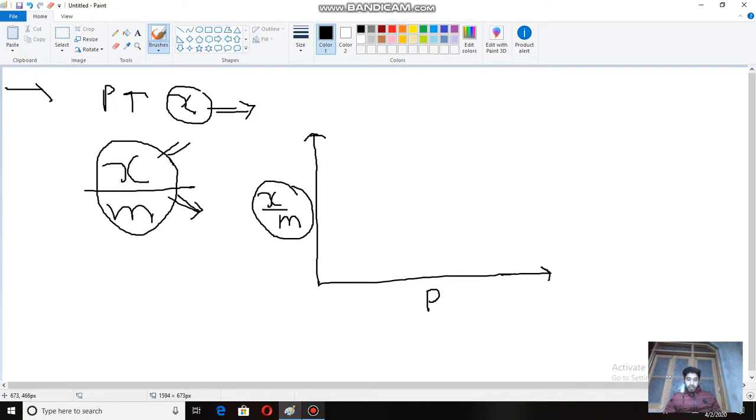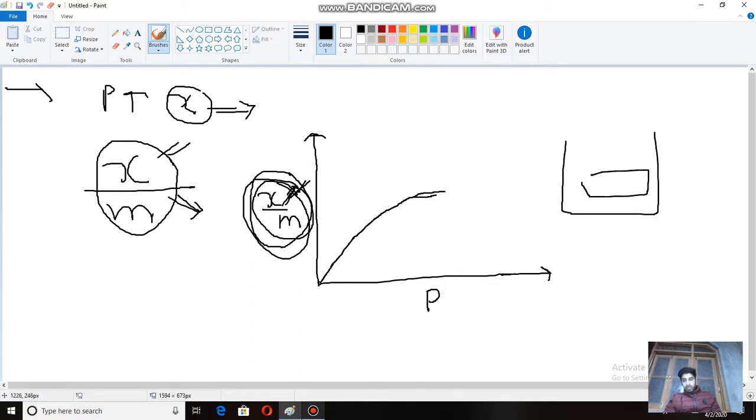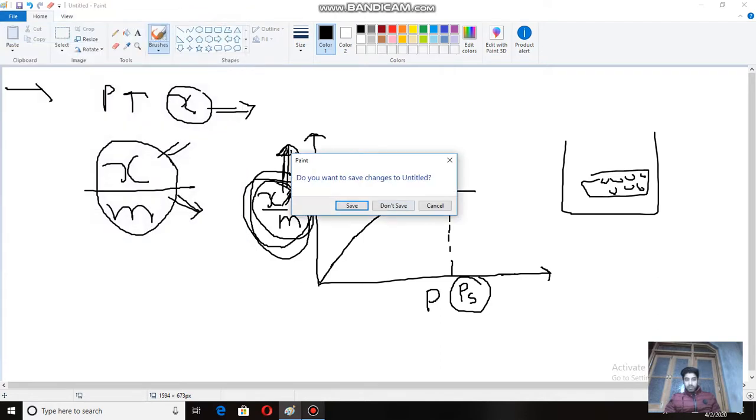When pressure is 0, this x by m, relatively it will be approximately 0. Now as we increase the pressure, you have seen this x will increase, that means this x by m ratio will increase. Now as we go on increasing the pressure, this x will increase. Now after some stage, as we go on increasing the pressure, the rate of increase of x will not be the same, the rate will decrease. That means this curve will flatten up over some particular pressure. Let us take this pressure as PS, and now I'll explain what I am trying to say.